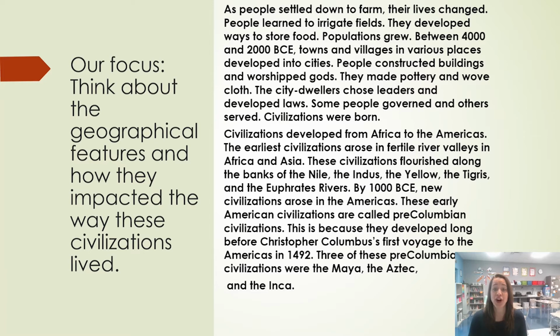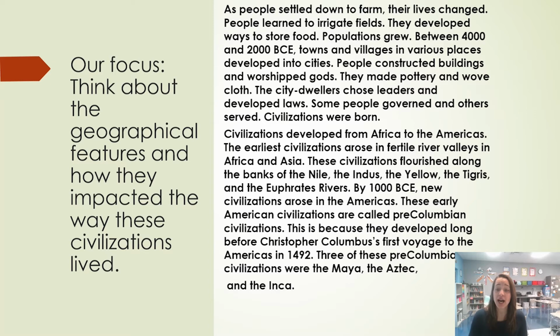As people settled down to farm, their lives changed. People learned to irrigate fields. They developed ways to store food. Populations grew. Between 4000 and 2000 BCE, towns and villages in various places developed into cities. People constructed buildings and worshipped gods. They made pottery and wove cloth. The city dwellers chose leaders and developed laws. Some people governed and others served. Civilizations were born.